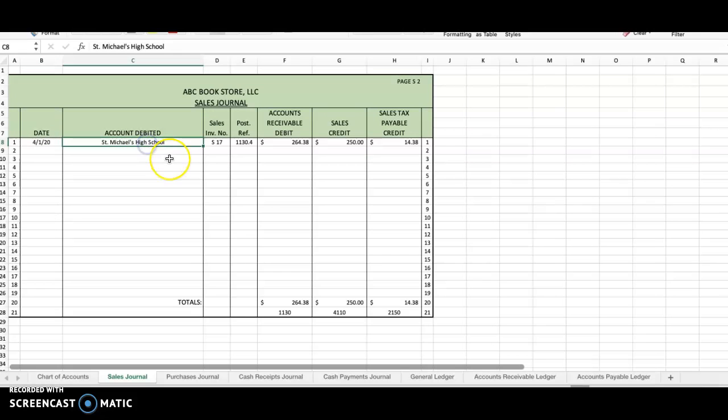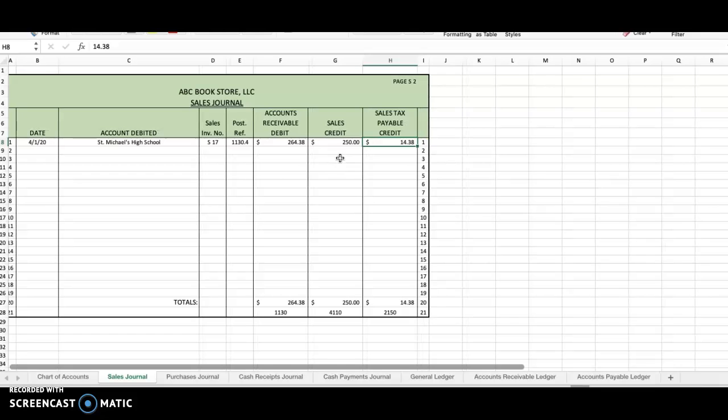April 1st, St. Michael's High School is a customer, and they bought something on account from us. Accounts receivable is debited. Their account would be debited by the same amount. Sales is credited. The sale actually is $250, and we had to add $14.38. Sales tax 5.75% is used, and the customer will pay us not only the $250, but he or she also has to pay, in this case, $14.38. So the total amount owed to us is $264.38.